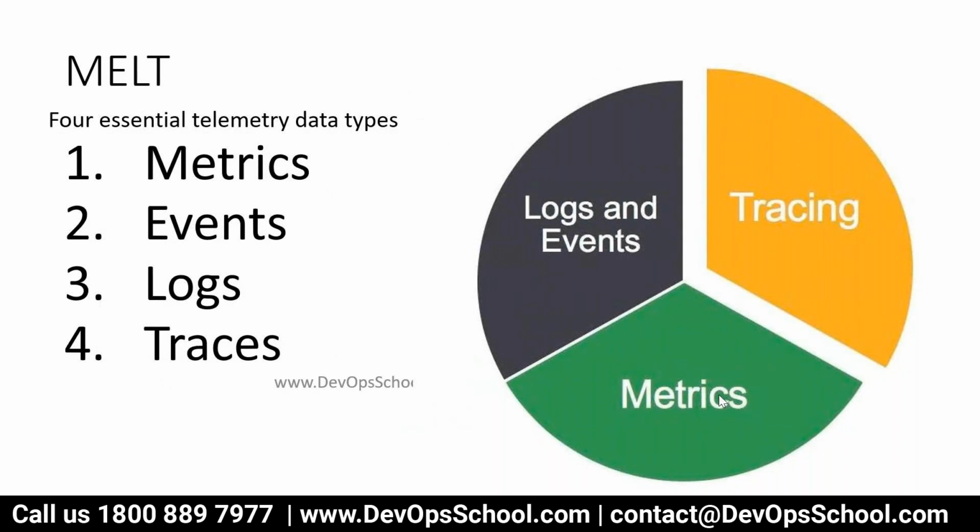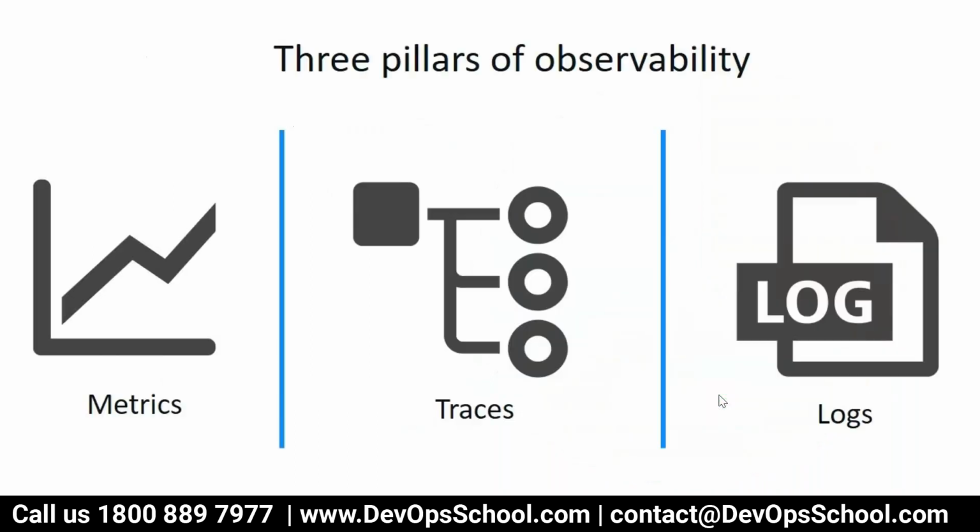Just now I explained to you what metrics are, what logs are, what an event is, and what traces are. In short, we call it metrics, traces, logs. That means if you want to set up observability, you need to gather the metrics, you need to gather the traces, and you want to gather the logs.